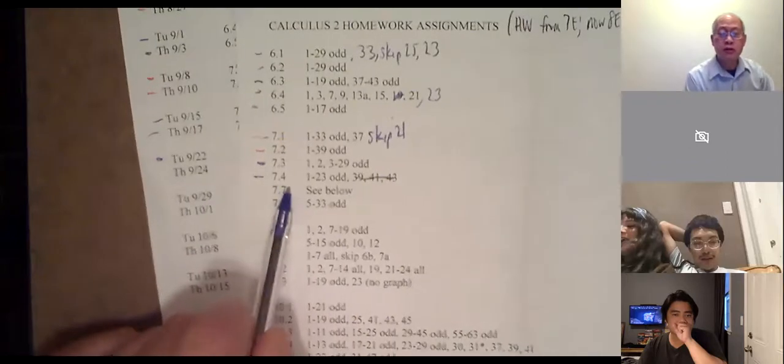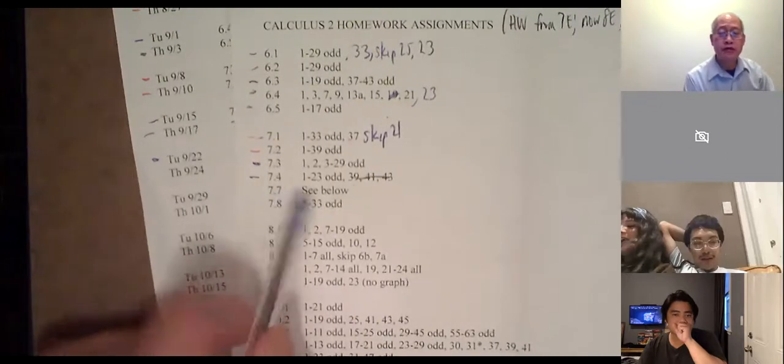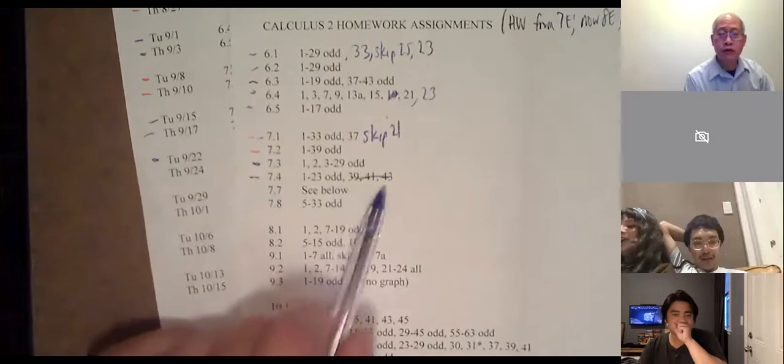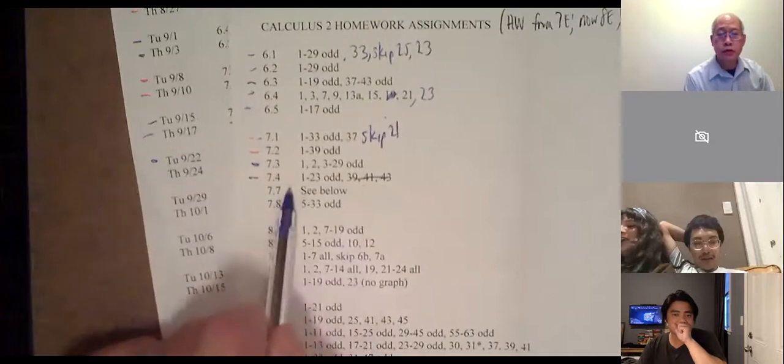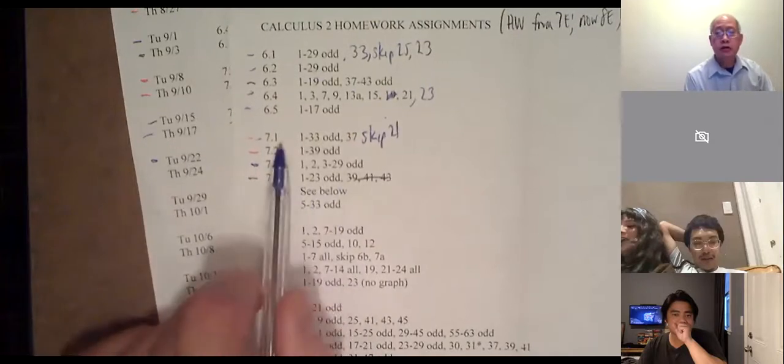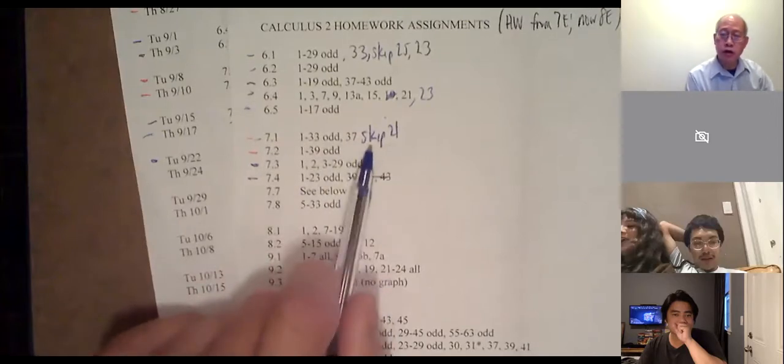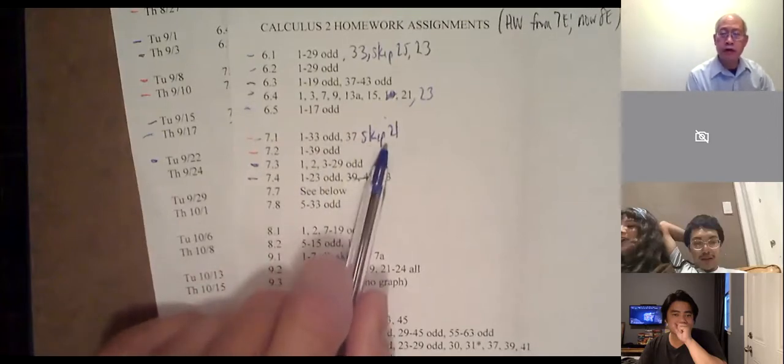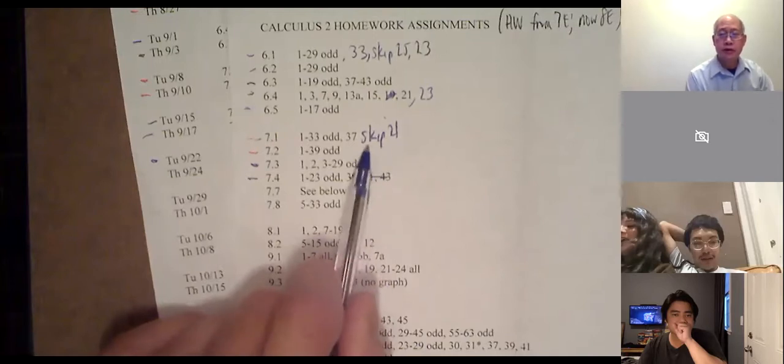Okay. And I think I alluded to this for 7.4. I tried to give you a note of that on Canvas, but if not, skip 39, 41, and 43. So we're just doing 1 to 23 odd. And also 7.1, let's skip 21. Now, if you already did 21, great, good for you. It's a much more difficult problem. It has a product on top of a quotient, so it's much more challenging. So 7.1, skip 21.